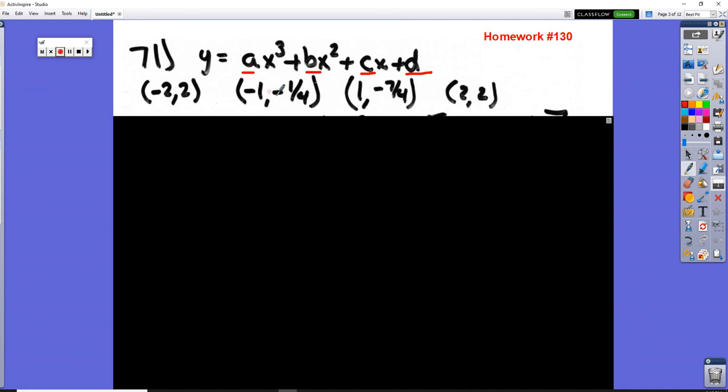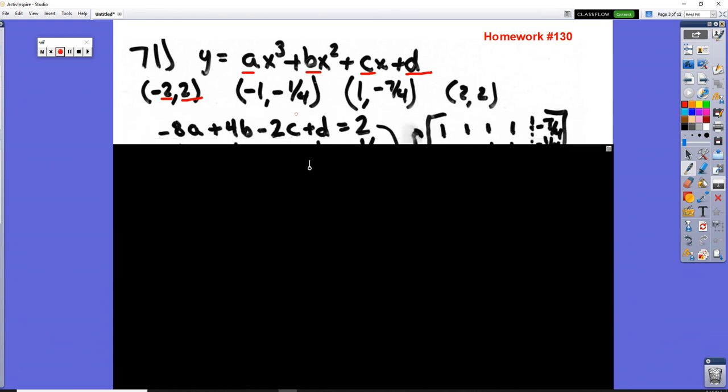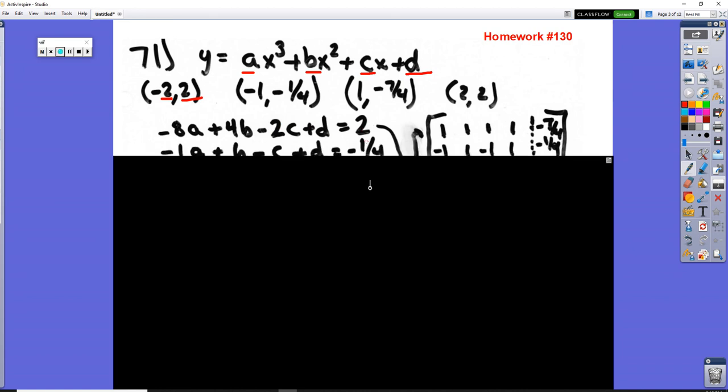Remember, x's and y's are given to you in these coordinates of the points. So the coefficients are actually variables for this problem. So again, we're going to start off by taking our x and our y coordinates and plugging them into our generic equation to make an equation for this particular cubic. So the first set of points should give you the equation -8a plus 4b minus 2c plus d equals 2.